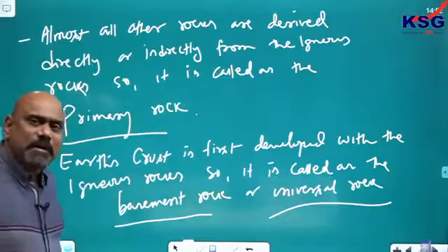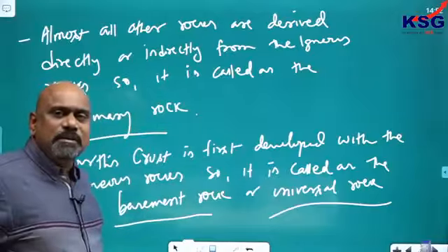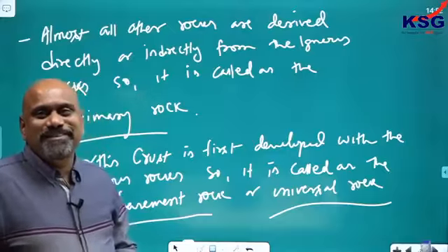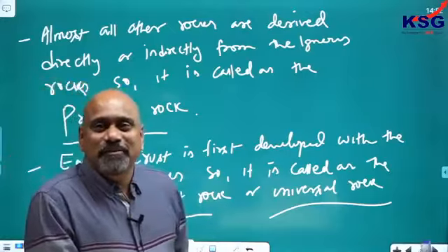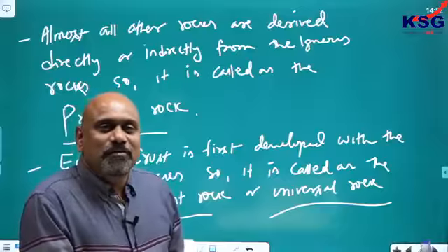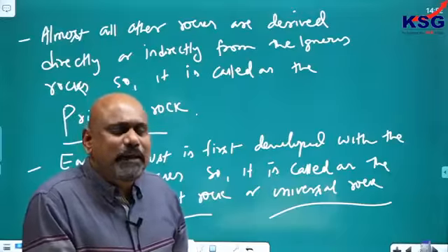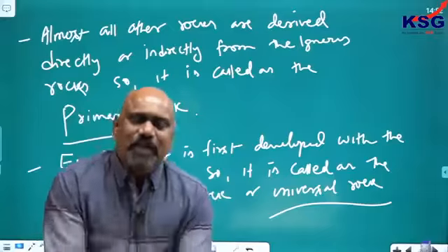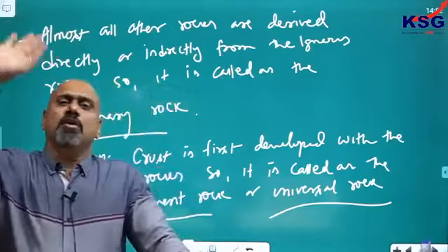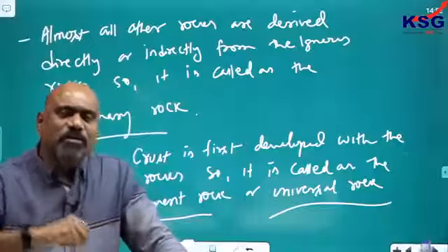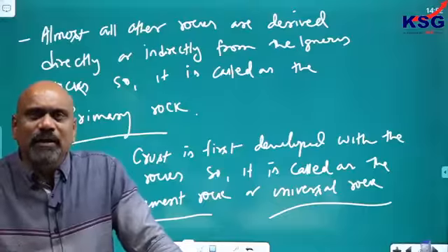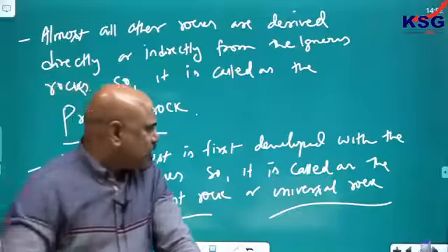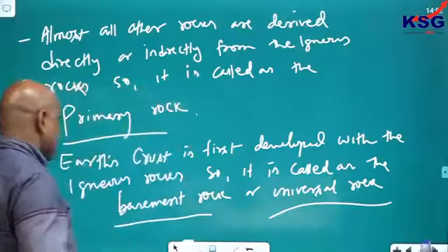Igneous rocks are of different types. Some of these rocks are made up of basaltic material. Some of these rocks are made up of acidic lava. Their behavior will be different. Some of them you will get on the earth's upper crust itself, some of them inside the crust. So there are different types of igneous rocks.